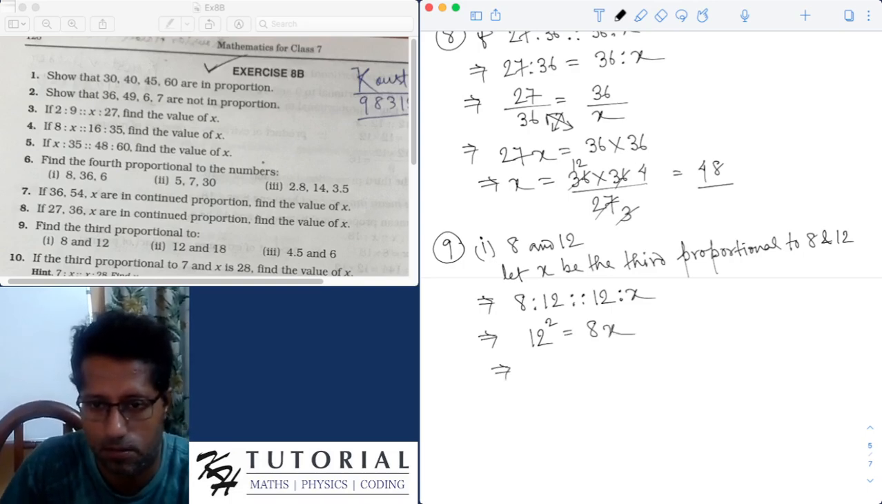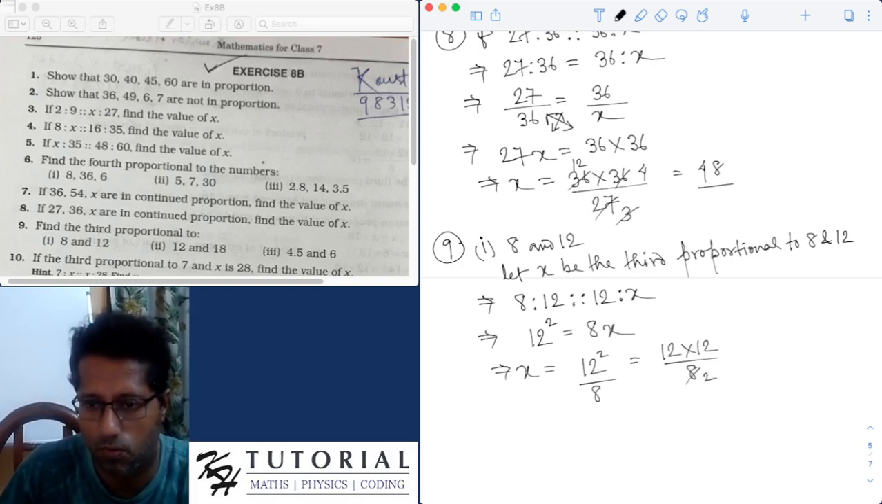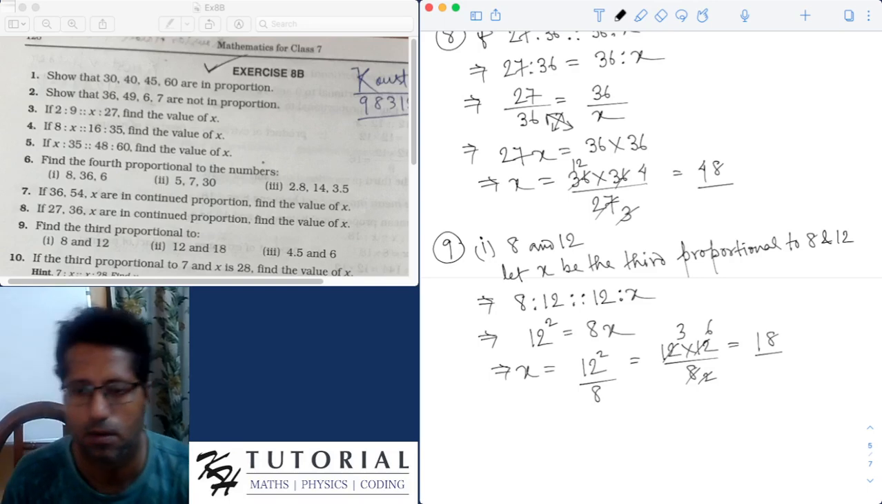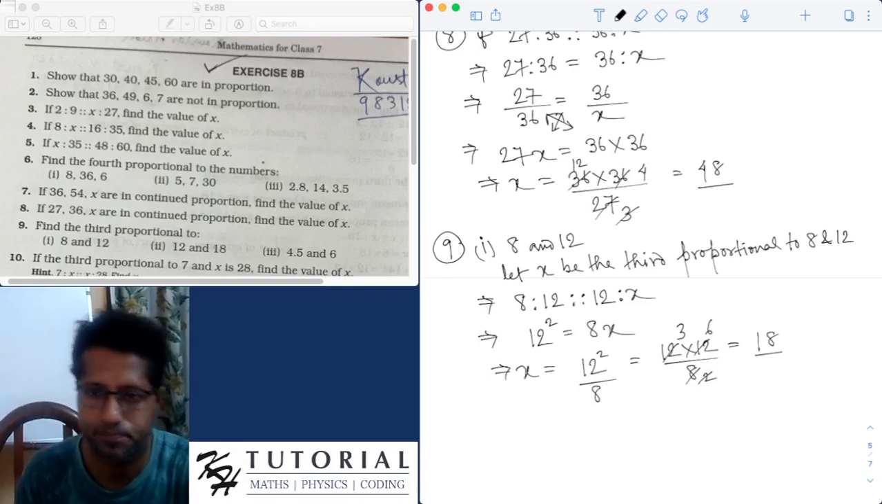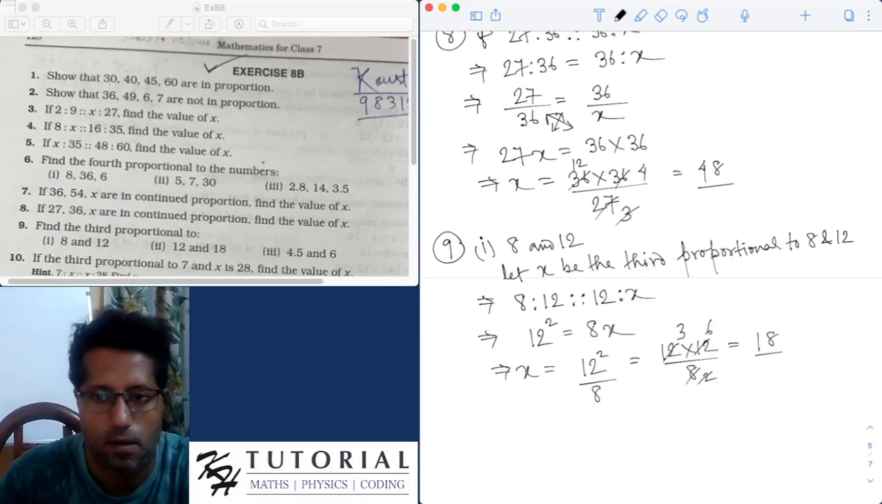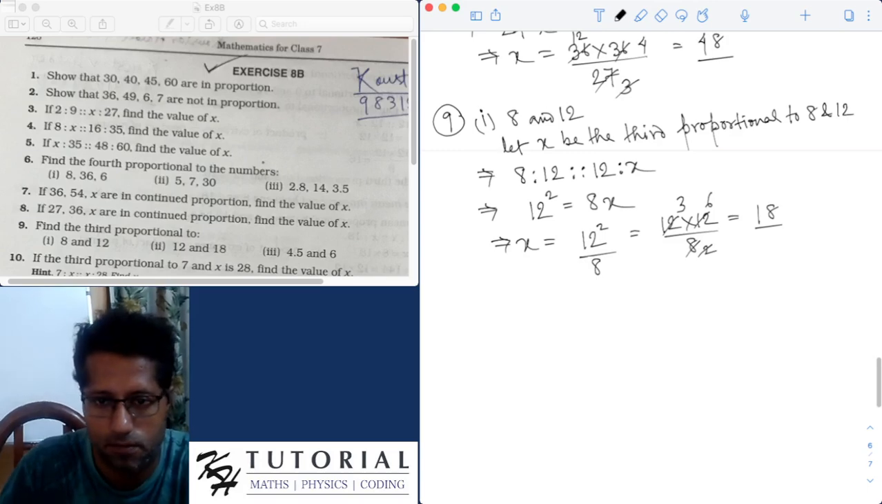Now this implies x equals 12 square divided by 8. This is 12 into 12 divided by 8. This is 4, 2, 4, 3 and 2, 6. So this is 18. So the third proportional to 8 and 12 is 18. Okay. There are 3 parts.